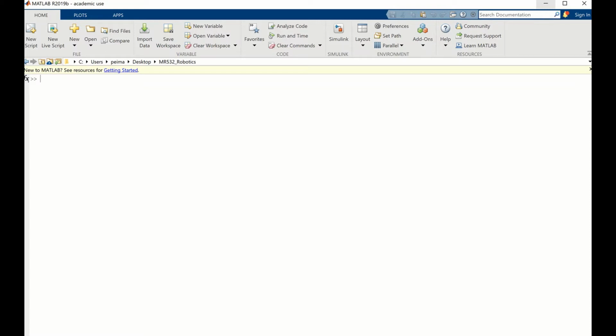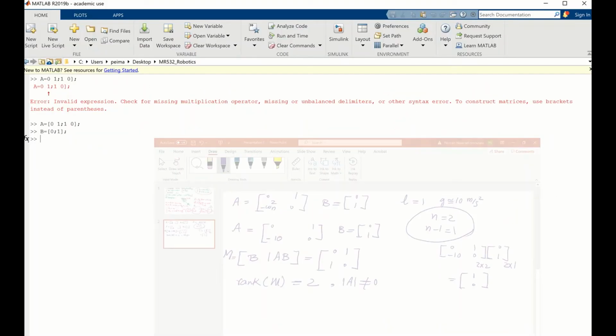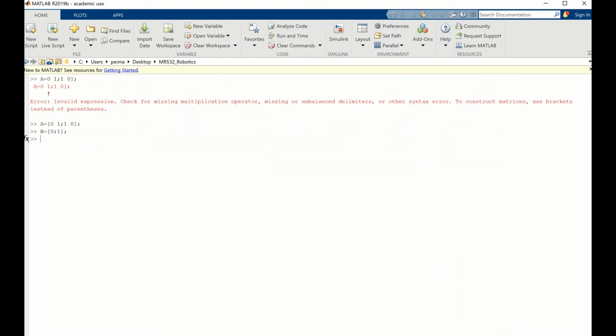Understand? So, but if your order is high order, you can say my matrix A is 0, 1, 0, 1, and 1, 0. That's right. And your B is 0 and 1. In MATLAB, it's very easy after graduation. Double check.